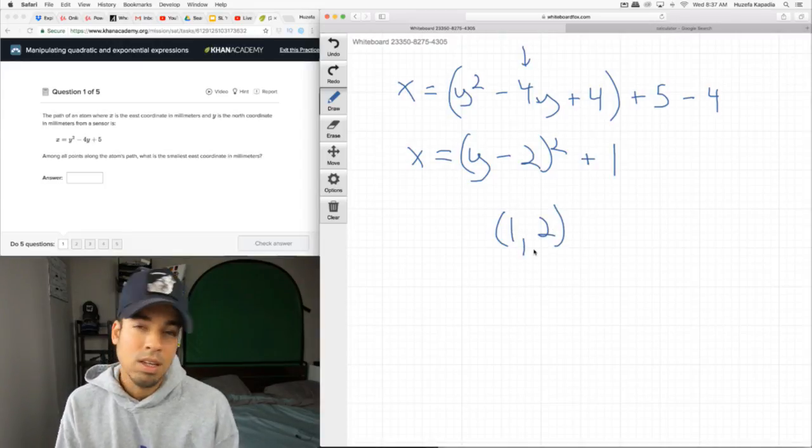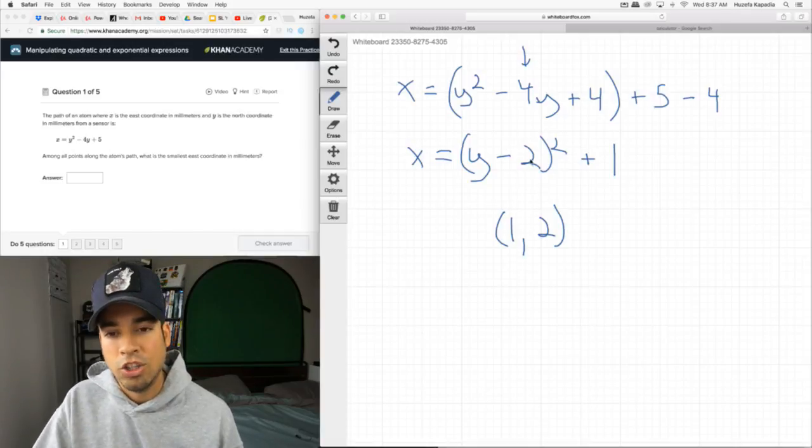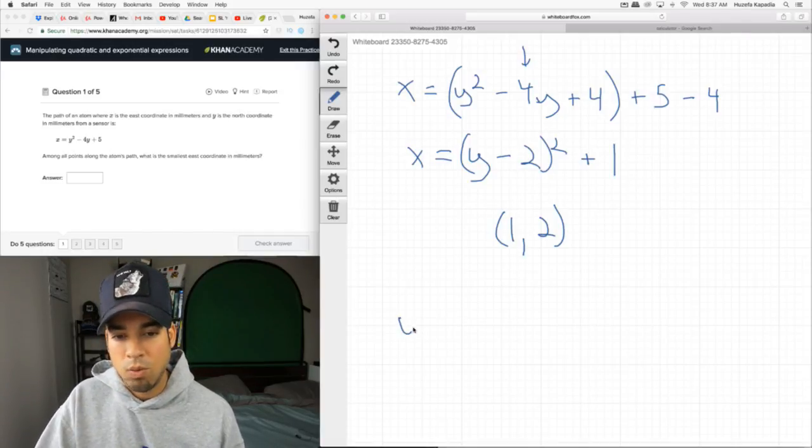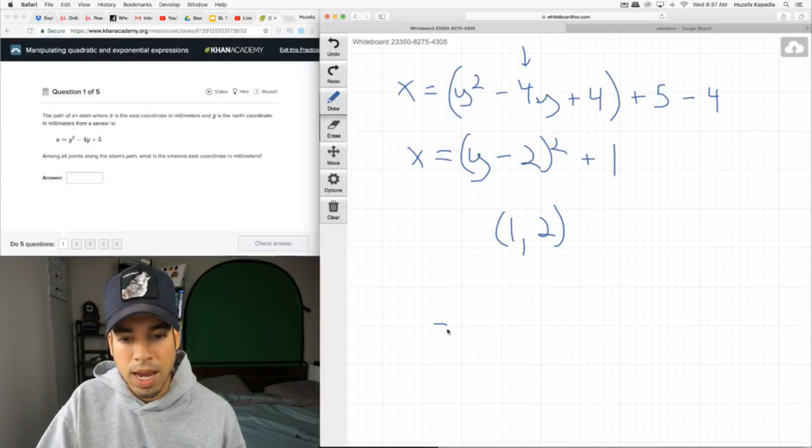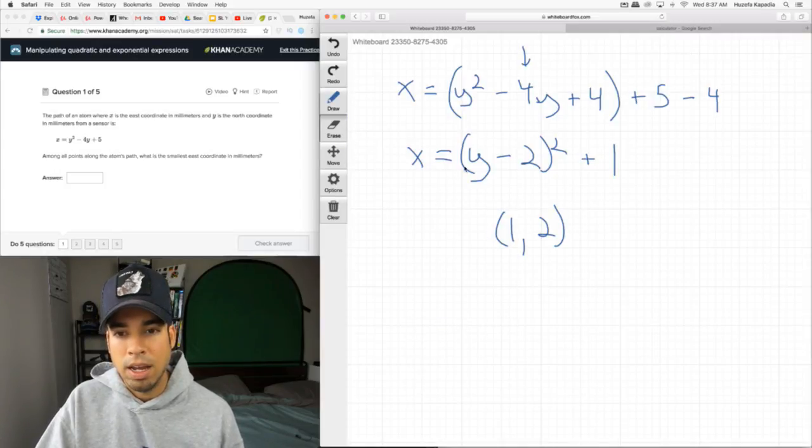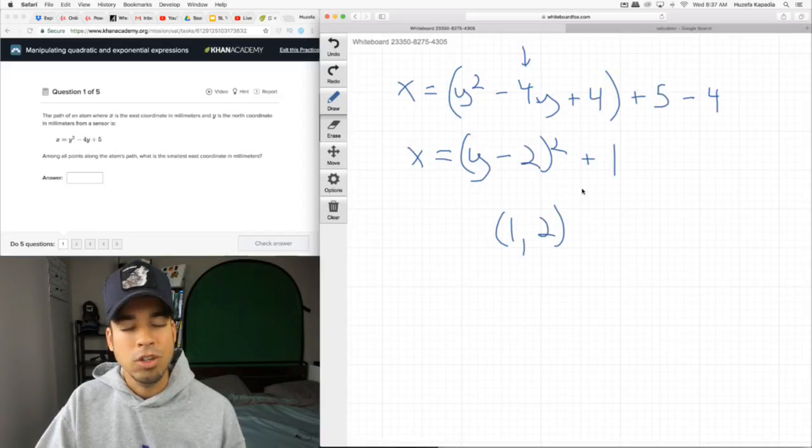Now, normally it would be the other way around if we had an equation like y equals x whatever, right? Normally we would have it the other way around. And this value would correspond to the y value or the x value, etc. But because it's x equals like this, it should be in this format.